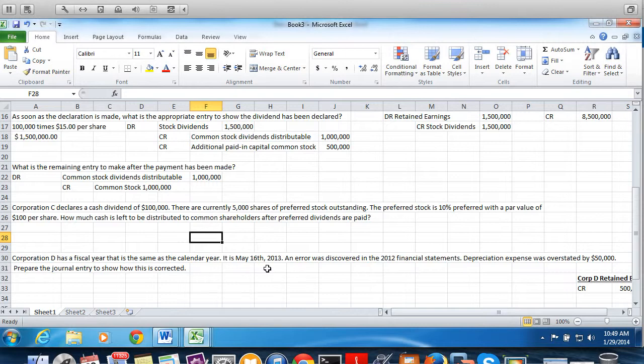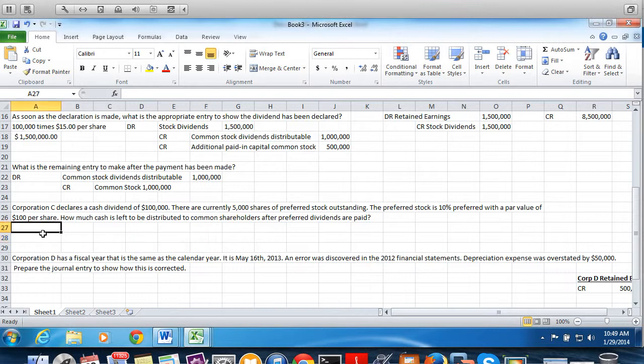So what that means is for each of these 5,000 shares of stock, each has a par value of $100 per share, and if we declare dividends, we owe each share of stock 10% of that par value. So we are going to end up owing each share of preferred stock $10 if we're declaring dividends and if we have that much to pay out to them. So real easy calculation there.